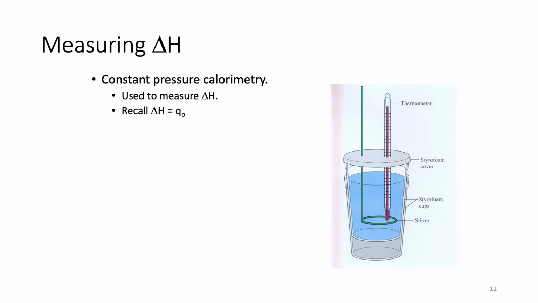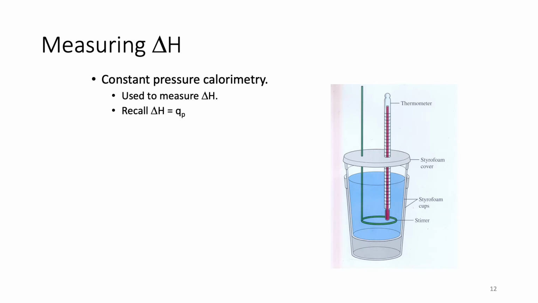This is the kind of calorimetry we will do. For constant pressure calorimetry, we use it to measure delta H. And what you have to remember is that delta H is going to equal my Q at constant pressure. So what you have here in this very, very exotic setup is 2 styrofoam cups nested into one another.